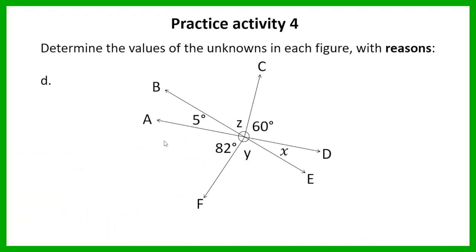We have now got AD is a straight line, BE is a straight line, and they need to be careful over here. This line and that line over there, they do not form a straight line. You need to work out the values of X, Y, and Z in this question. I'm going to give you 2 minutes to solve this.